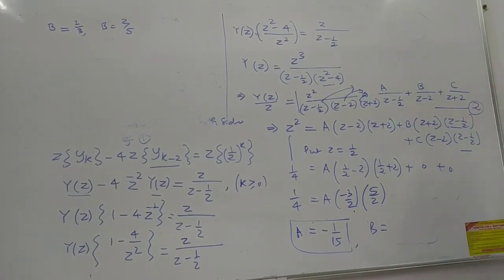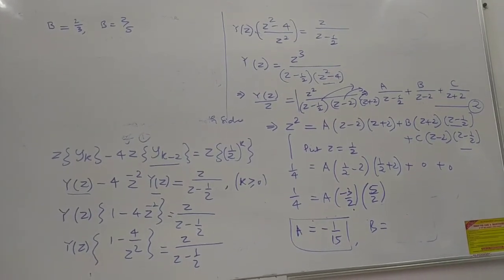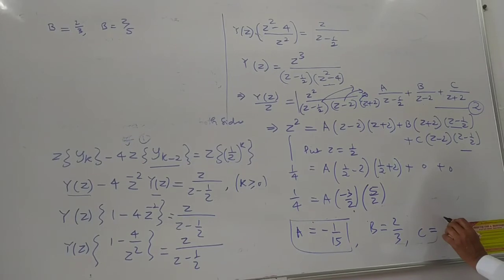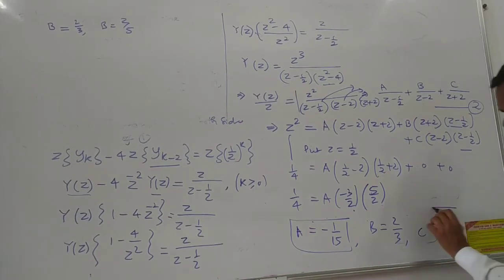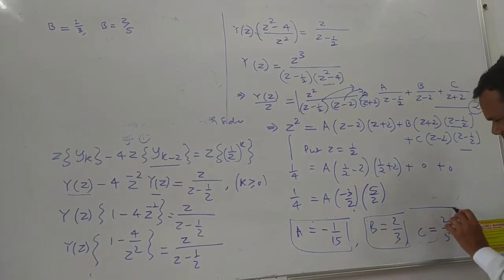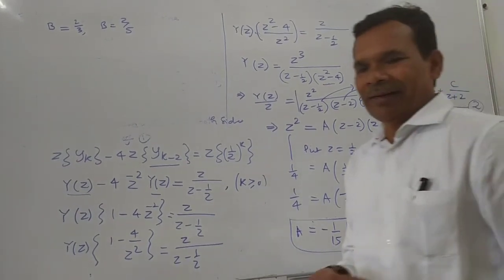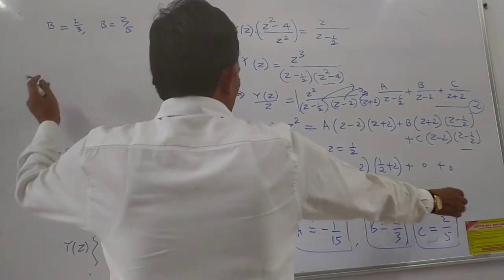Similarly put the values there, 2 and minus 3. Then the value of B would be 2 by 3, and C would be 2 by 5, sorry, these values you are getting. So this is the way you are getting these values, and substituting these values into the expression, B is 2 by 3, C is 2 by 5.